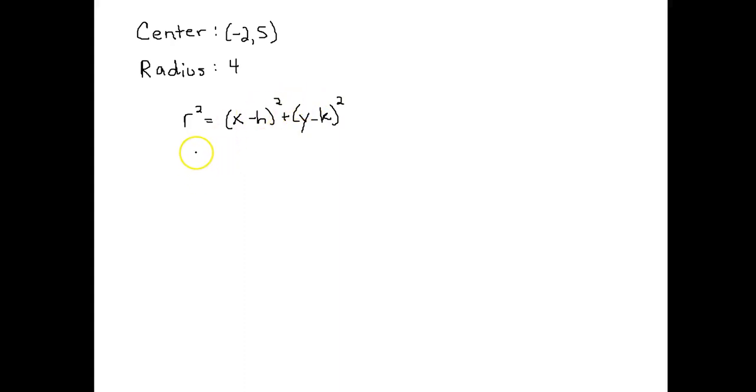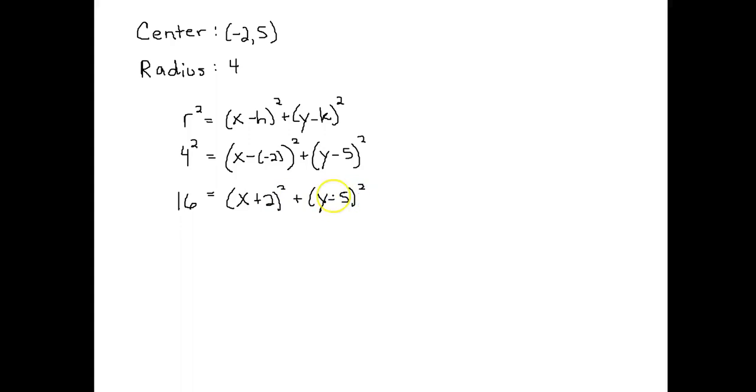Okay, so r squared, so in this case 4 squared equals x minus -2 quantity squared plus y minus 5 quantity squared. So you can say 16 equals x plus 2 quantity squared plus y minus 5 quantity squared. And here's the equation for that particular circle. You have a particular circle where the center is found at -2, 5, and you have a radius of 4. And there it is.